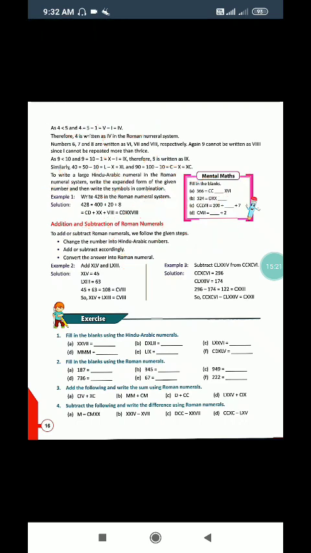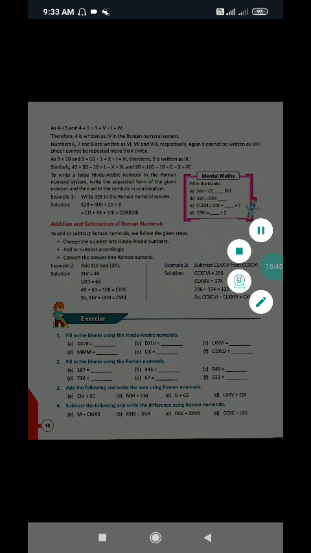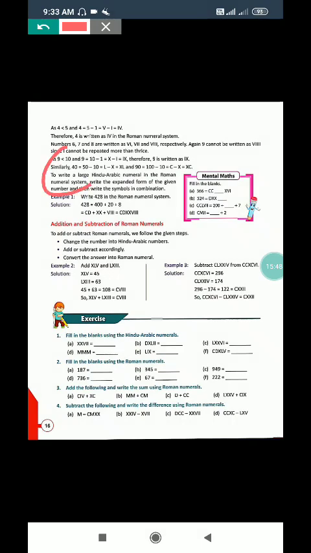So how will we write it? We know that the value of 100 is C. And the value of 8 is VIII. So C VIII is equal to 108. You may take this one also.